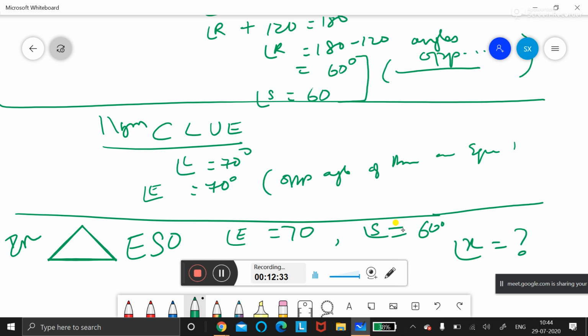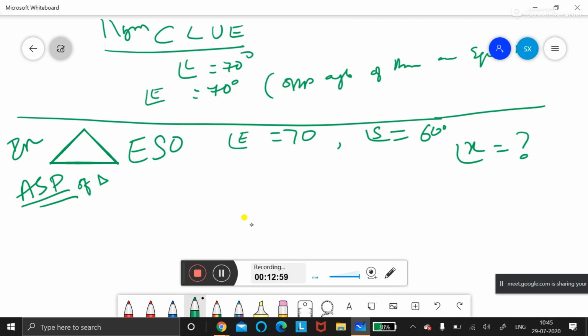Interior angles sum is 180 degrees. So use the angle sum property of a triangle. Write down the full sentence: according to the angle sum property of a triangle, 70 plus 60 plus x is equal to 180. Very good.